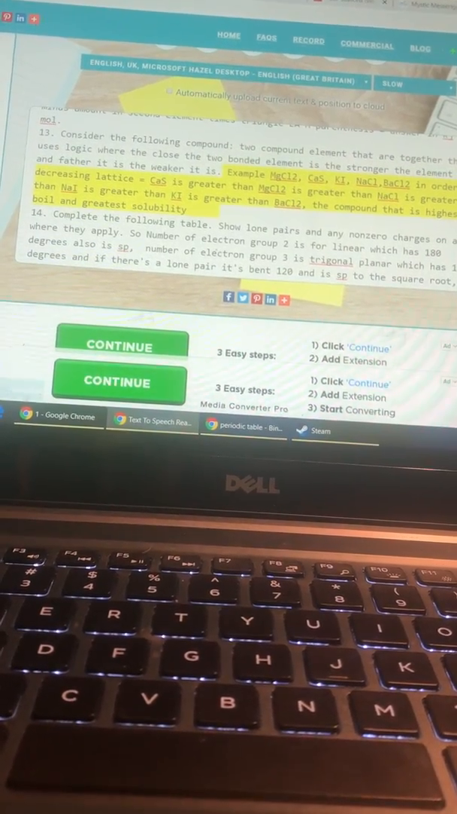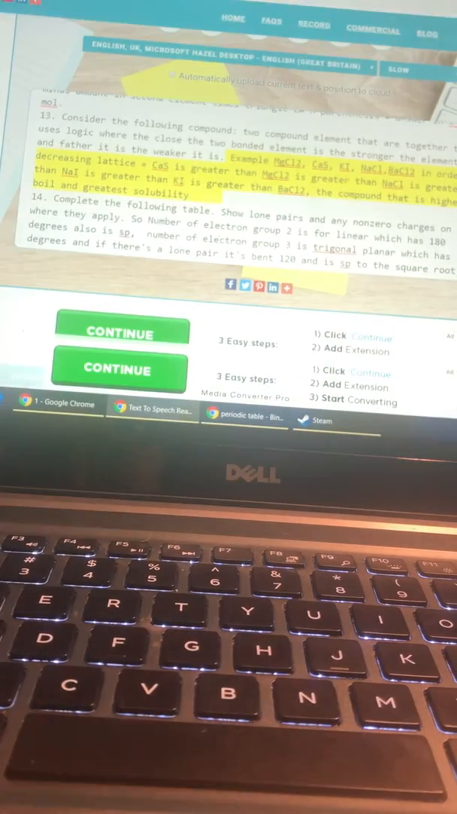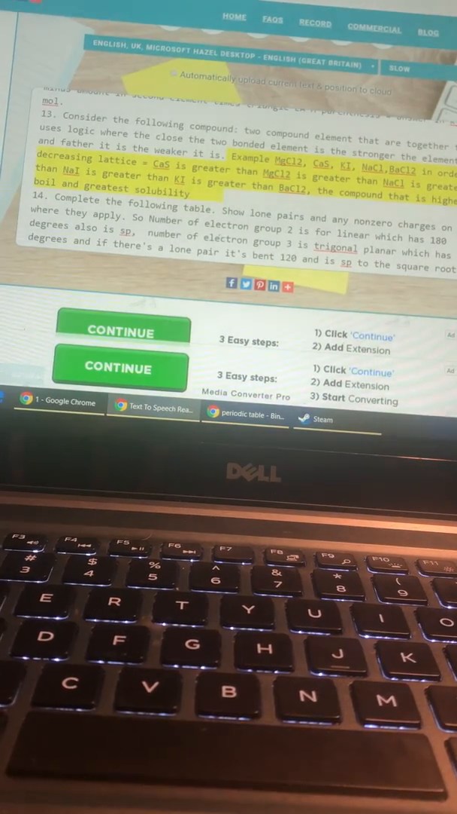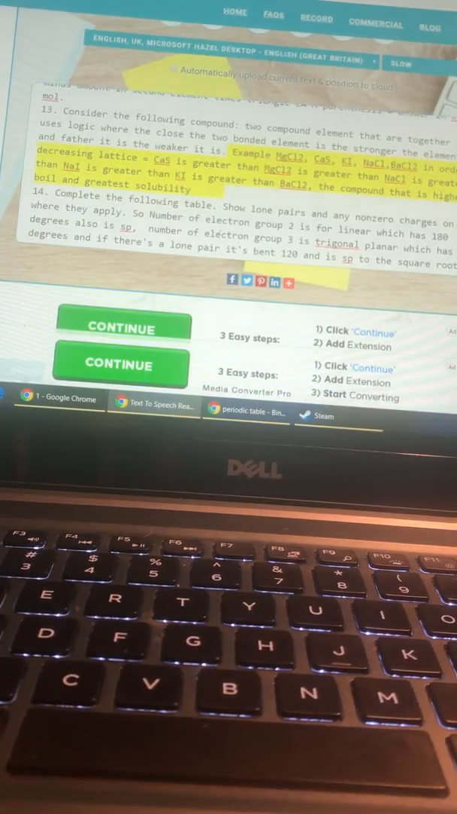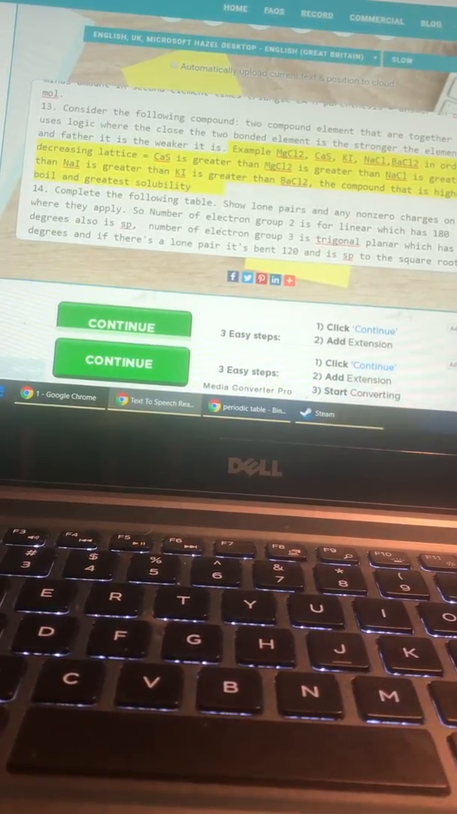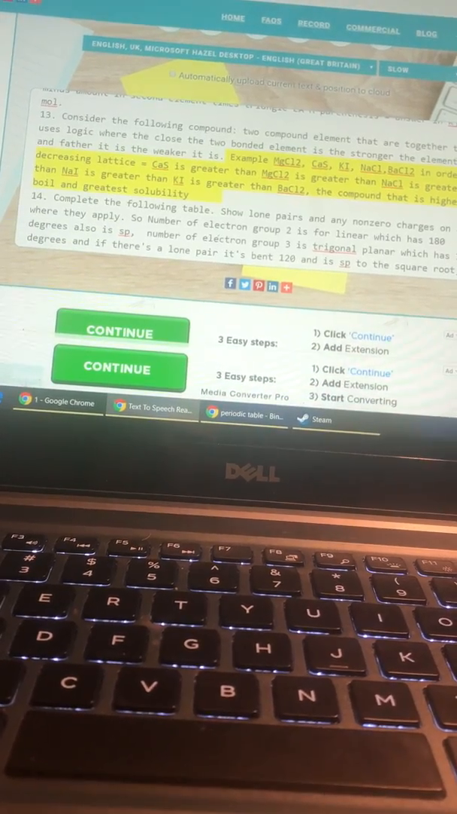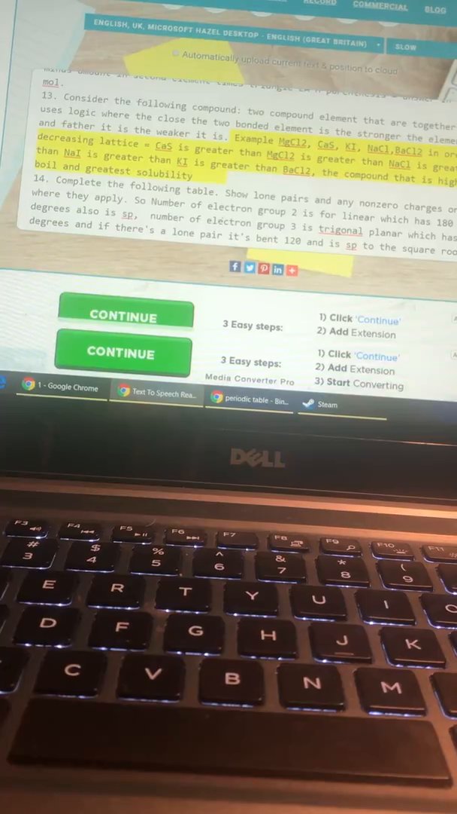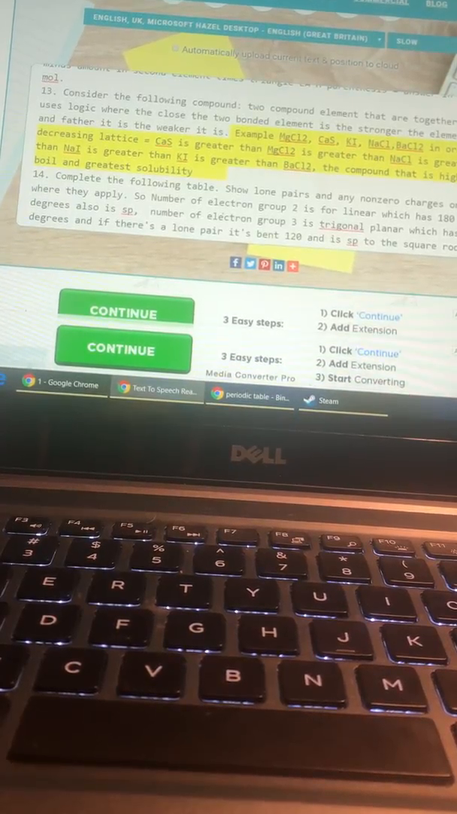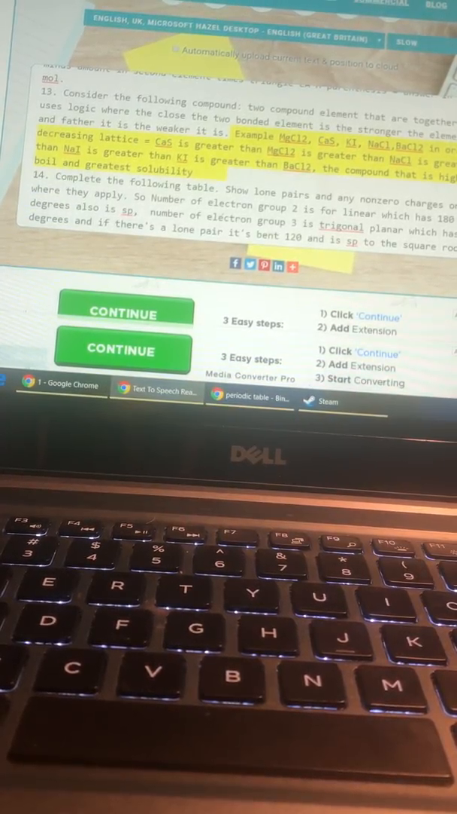Example: MgCl2, CaS, KI, NaCl, BaCl2. In order of decreasing lattice energy: CaS is greater than MgCl2 is greater than NaCl is greater than KI is greater than BaCl2. Then the compound with the highest boiling point and greatest solubility.